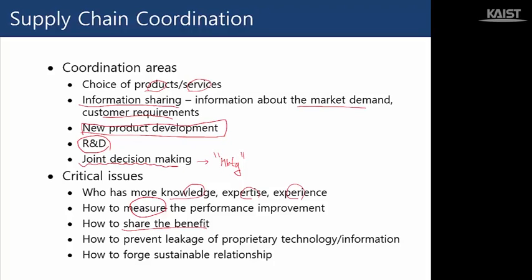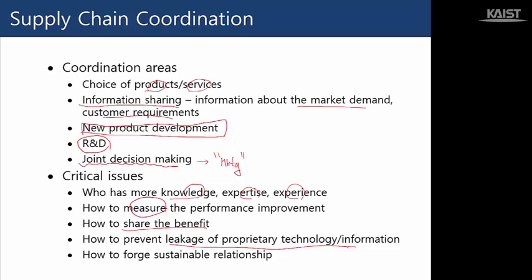And also there is the issue of leakage of proprietary technology information. Coordination involves very close relationship, very close communication, very close interaction between supply chain partners. That implies that it's possible that some of my own technology, some of my own information, some of my own know-how might leak outside this supply chain coordination relationship, right? And I want to prevent that.